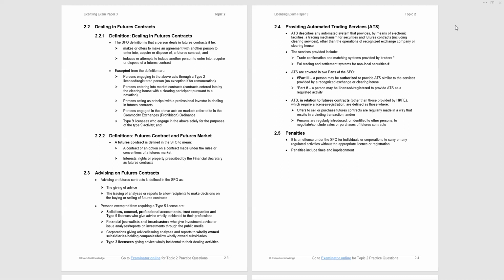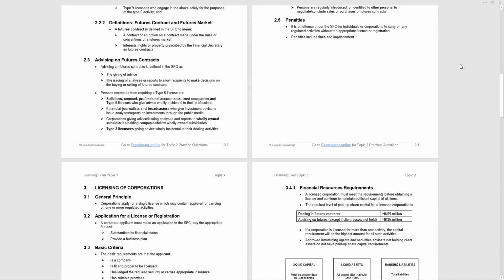The second one there is full trading and settlement systems for non-local securities. So that's overseas exchange-like platforms that come into Hong Kong. They don't need to hold a license. For example, if NASDAQ ever decided to make their trading systems directly available to Hong Kong investors, they don't need to be licensed under Part 5 of the Ordinance. They need to be authorized by the SFC under Part 3 of the Ordinance. And that's what these points are covering. Okay, the other material I would say is fairly peripheral.